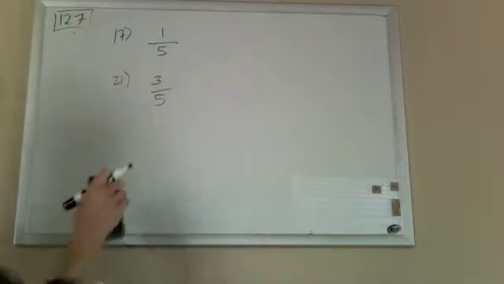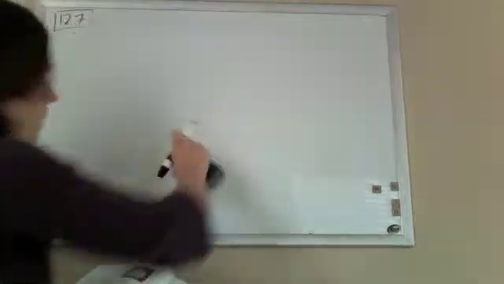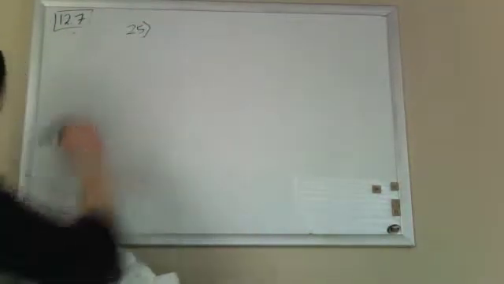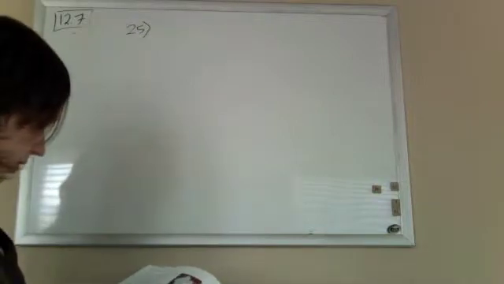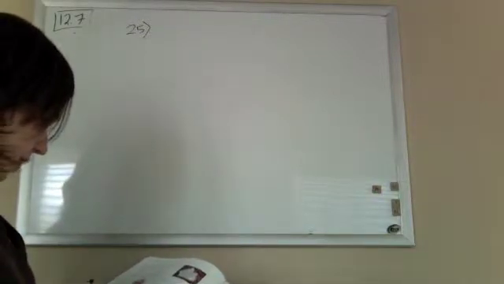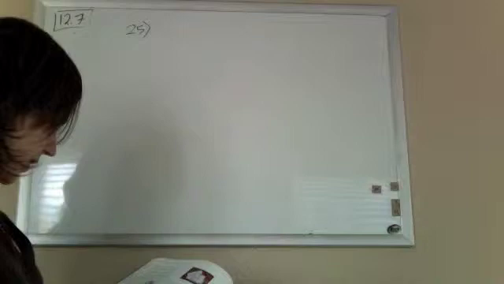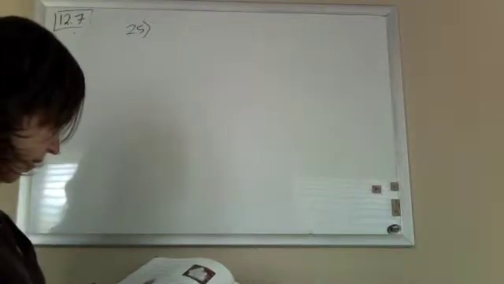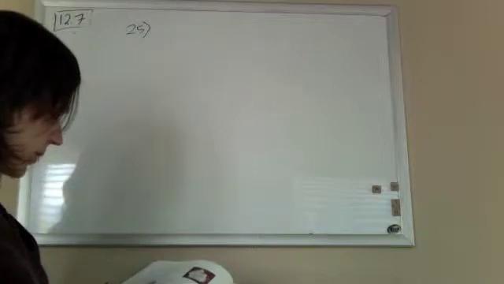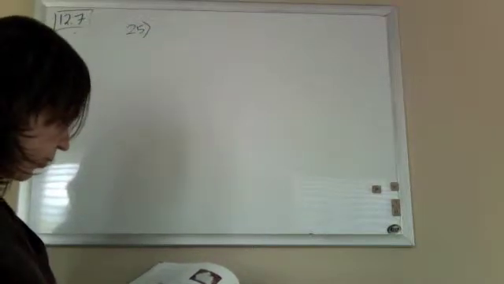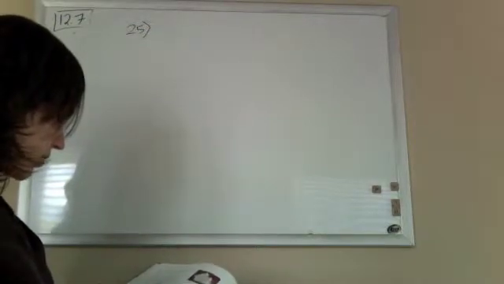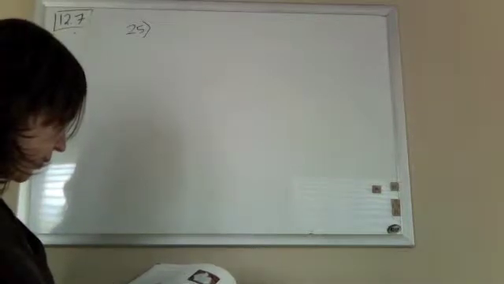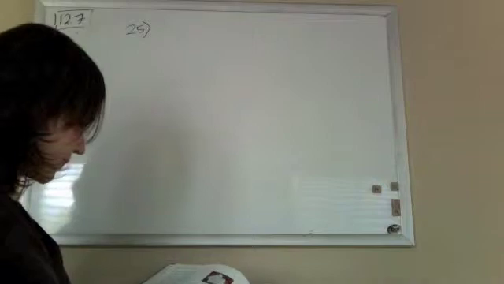On to 25. So for 25, let's see, assume that a hat contains 4 bills, a $1 bill, 5, 10, and a 20. 2 bills are to be selected at random with replacement. Construct a sample space and find the probability that both are $1 bills.